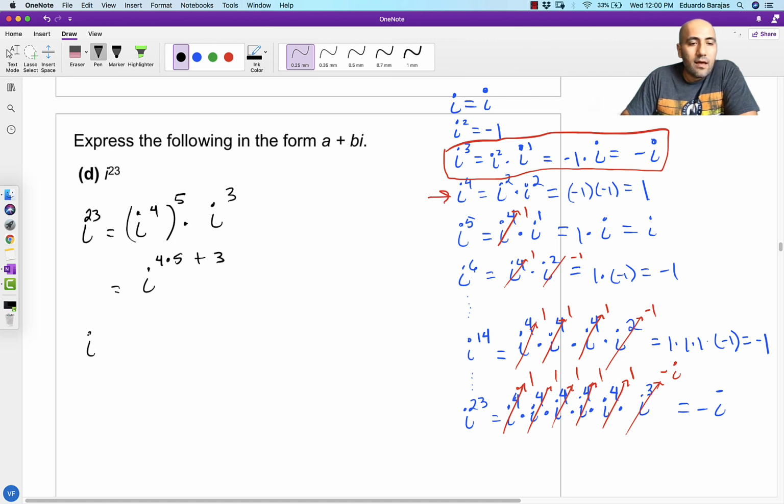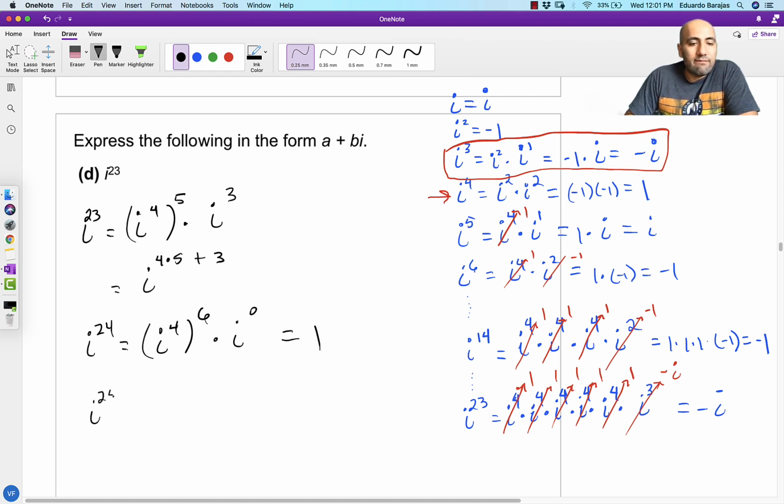If I had i to the 24th, then I can rewrite this as i to the 4th 6 times, and then there's nothing remaining. So then, times i to the 0. And so this becomes 1 times 1. The whole thing just equals 1. i to the 24th is a 1.